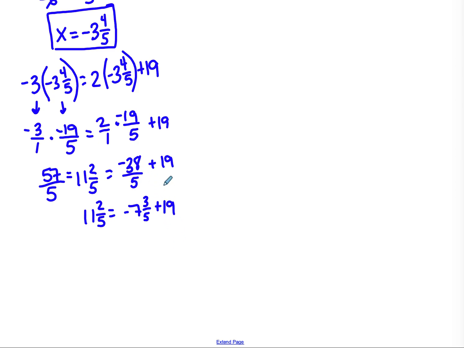I'm going to keep those as mixed numbers. Different signs, find the difference. 19 minus 7, 3 fifths. I don't have a fraction to subtract from here, so I'm going to borrow. That's going to become an 8. This is going to be 5 fifths. 5 fifths minus 3 fifths is 2 fifths. 8 minus 7 is 1. 1 minus 0 is 1. 11 and 2 fifths, 11 and 2 fifths. So we checked it. It's correct.